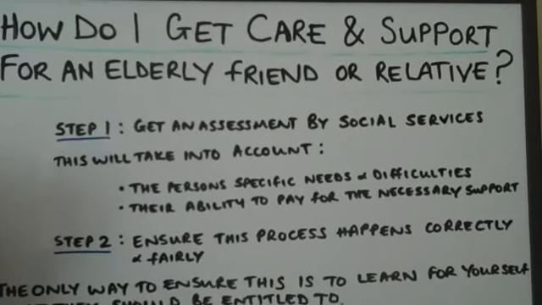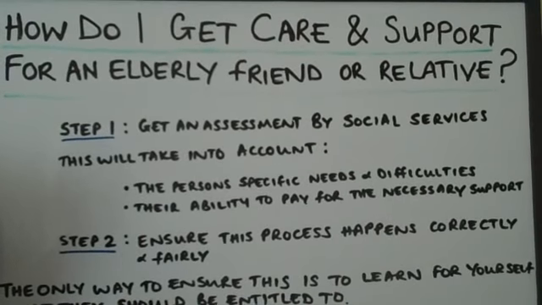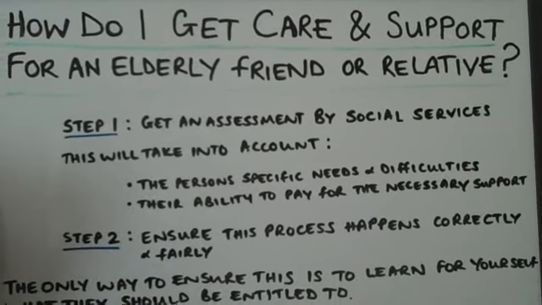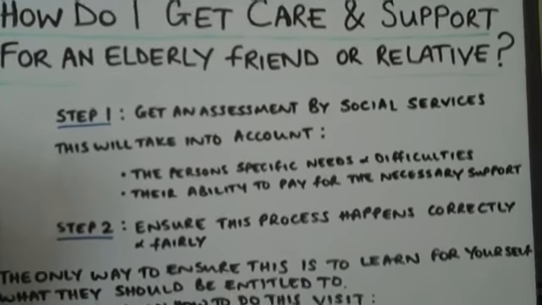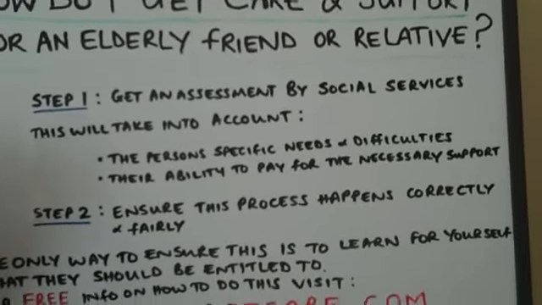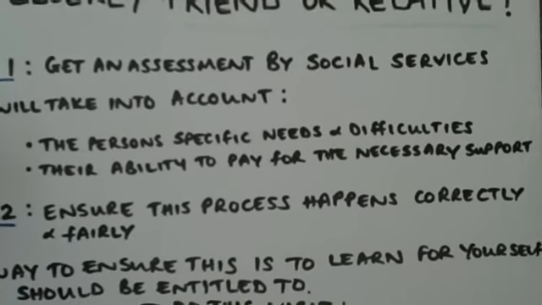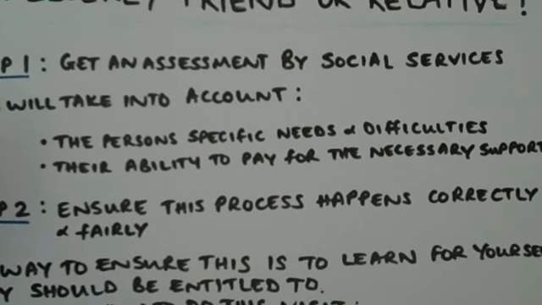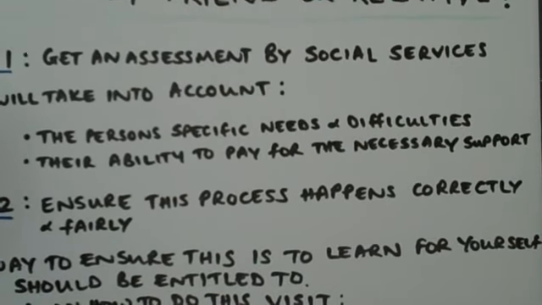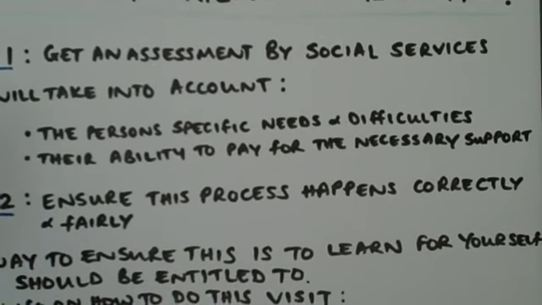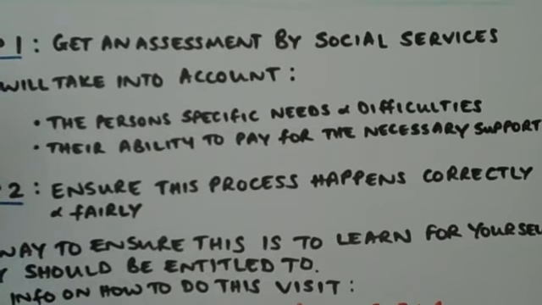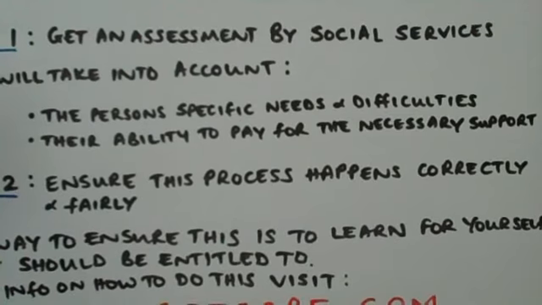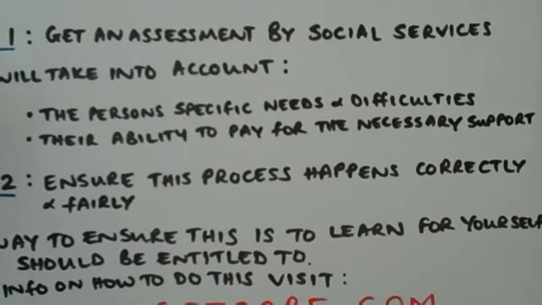Okay, so step one. Step one is to get an assessment by social services. Now, what this assessment will take into account is the specific needs and difficulties of the individual. Now, that can be anything. If somebody has Alzheimer's, they will have specific difficulties related to that, or if they have arthritis, or whatever. These difficulties can be to do with memory, or physical difficulties, anything like that.